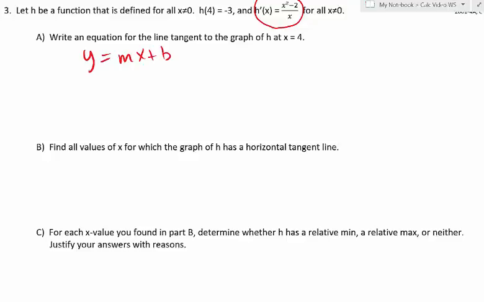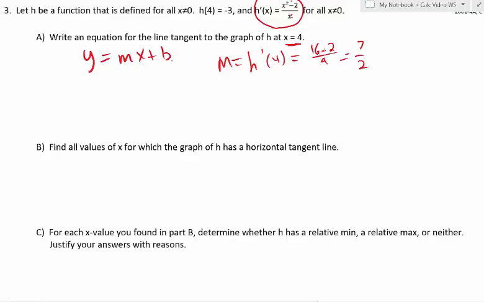So to get the slope of the curve at this particular moment in time, you can plug 4 into the derivative equation. So slope is h prime of 4. If you plug 4 into h prime, you get 4 squared minus 2 over x, where x is 4. 14 over 4 is 7 over 2. Now we've got our slope.